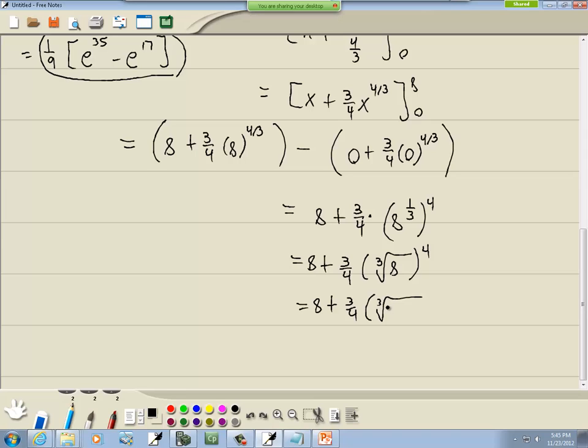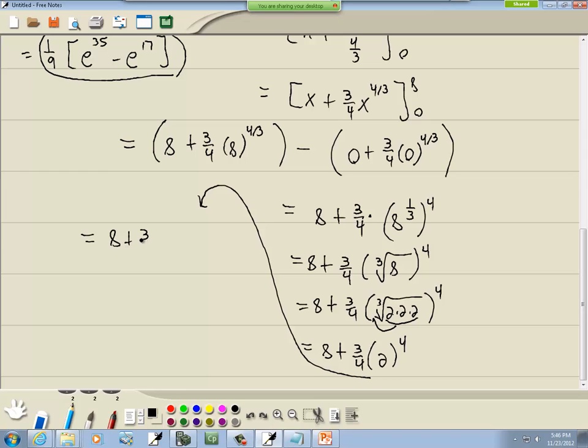Now 8 is 2 times 2 times 2. And our index is 3, which means that we're looking for a set of 3 of something. Here's 3 2's, so it comes out as a single 2. So we got 8 plus 3/4 times 2 to the 4th power. So then we got 8 plus 3/4 times 2 to the 4th, which is 16. 3/4 of 16 gives us 12. So we got 8 plus 12, or 20.